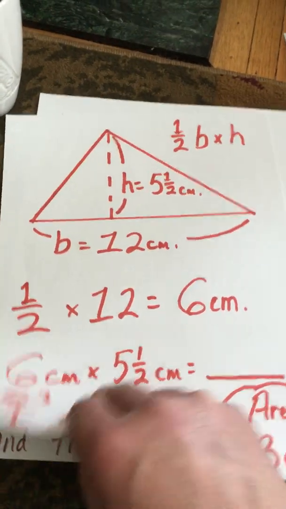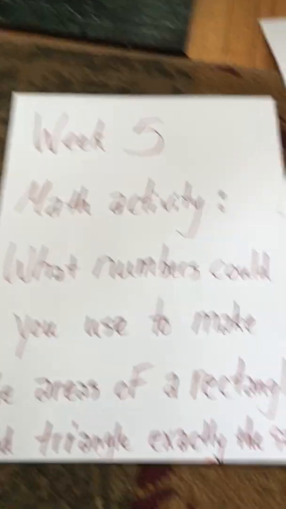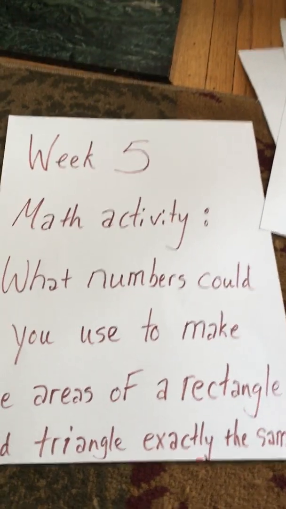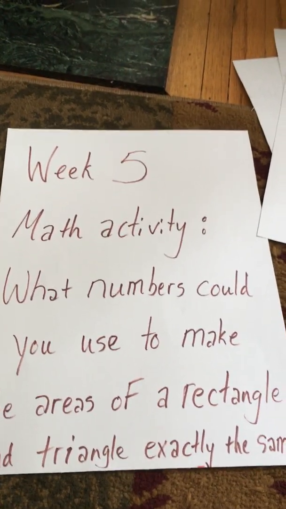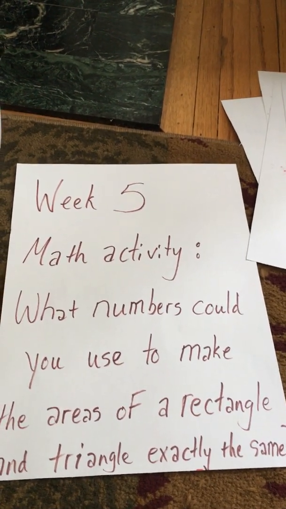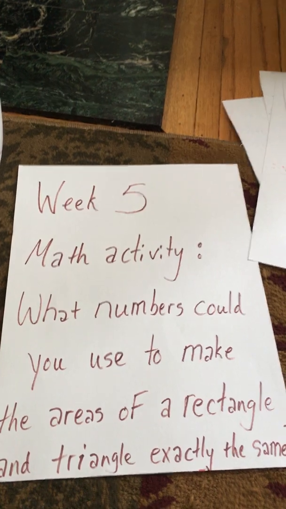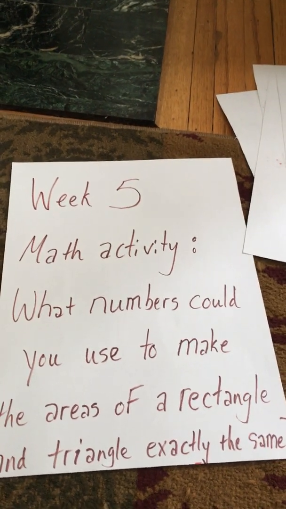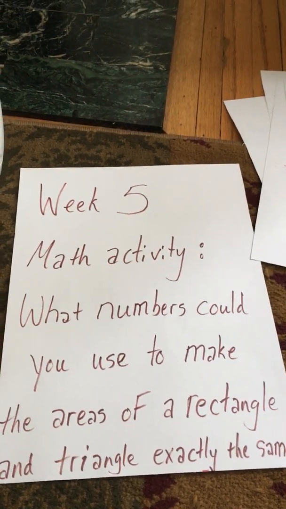Okay, now, like I said, the week 5 math activity is you take two shapes like those, two polygons, and figure out what numbers you could insert into the measurements of both those polygons to make their areas exactly the same. Okay, and while you figure that out, please remember to send it back to me by Friday.